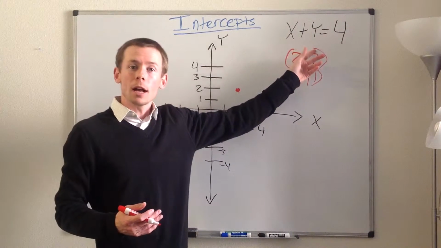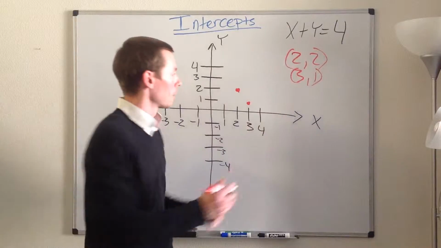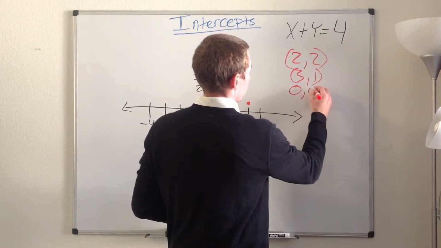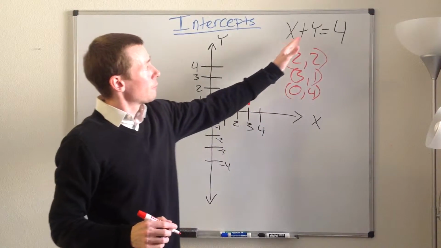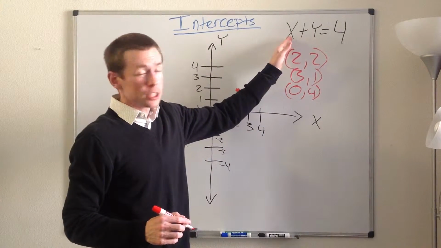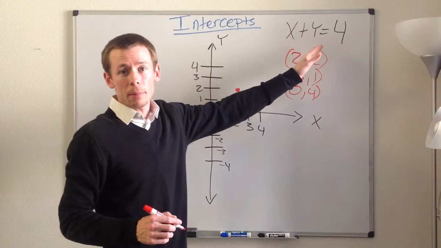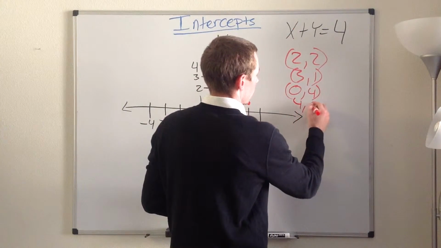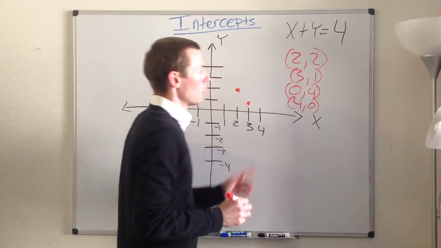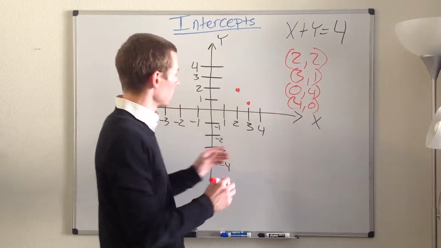Well, 0 plus what equals 4? It's got to be 4. And if x is 4, what must y be? Y then must be 0. So let me plot 0 and 4.